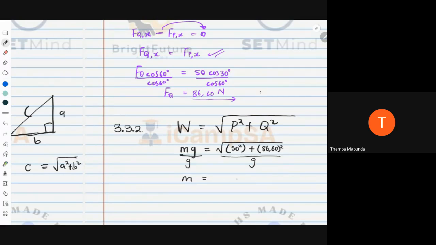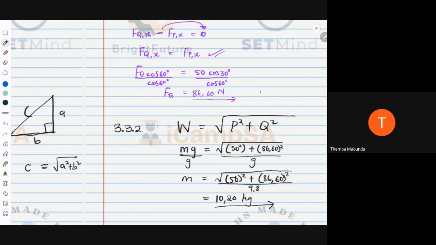Then my m would simply be 50 squared plus 86.60 squared, all this over 9.8. So this is how I find my mass. It's just one of the ways you can use to find mass. Or you can use trig ratios. It's up to you. So 50 squared plus 86.60 squared over 9.8. I get that this thing is 10.20 kilograms.